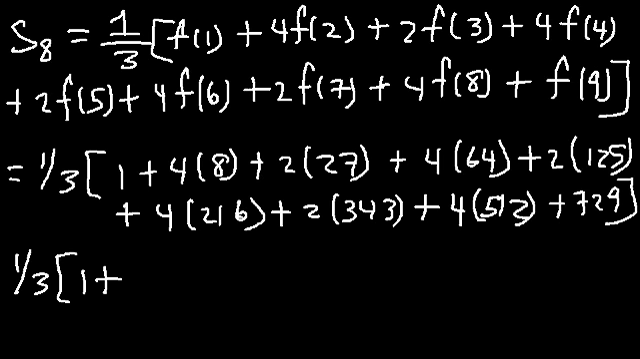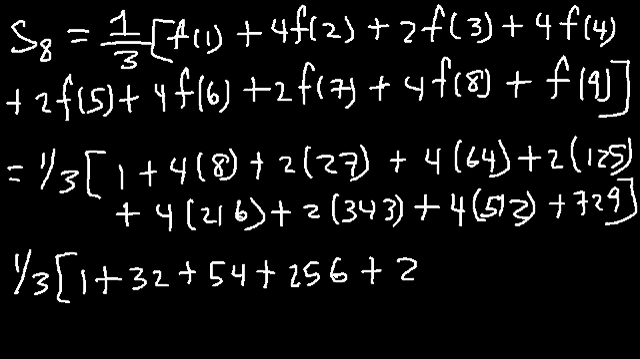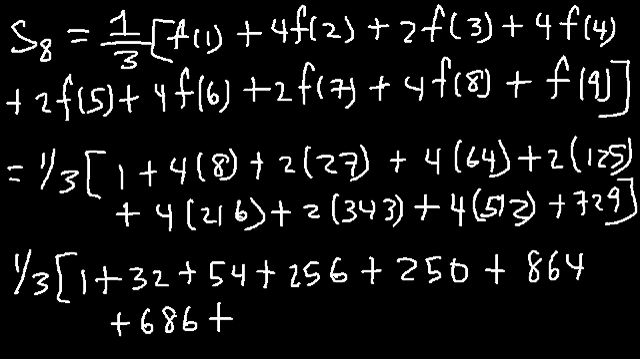So 4 times 8 is 32. 2 times 27 is 54. 4 times 64, that's 256. 2 times 125 is 250. And 4 times 216 is 864. 2 times 343, that's 686. And 4 times 512 is 2048, plus 729.